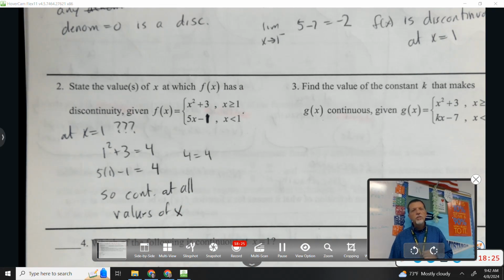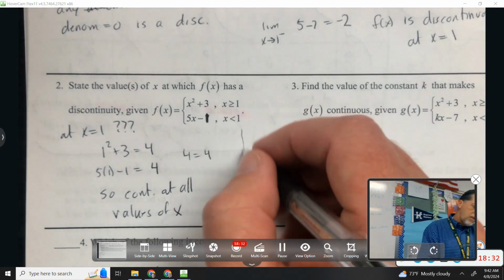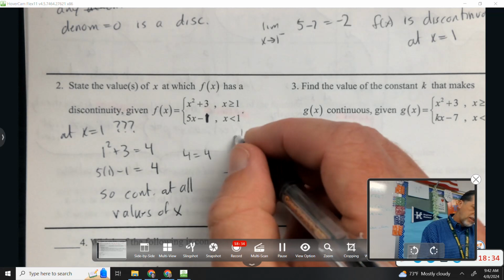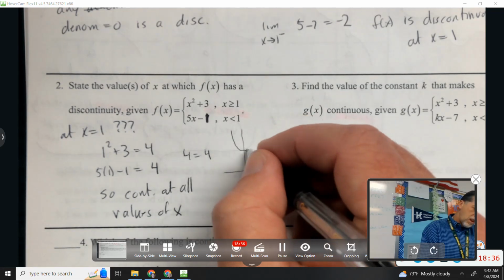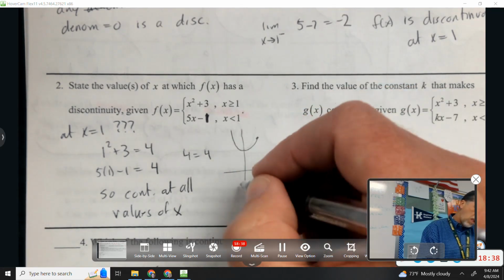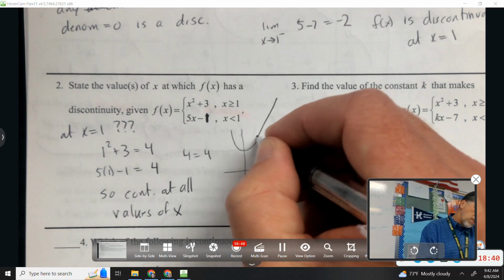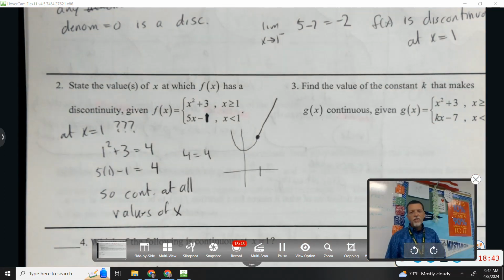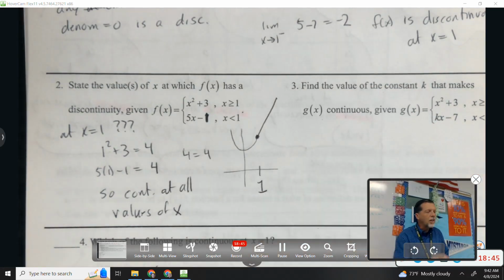So be careful using the J word there. It does jump from one function to the other, but the graph doesn't make a jump. If we were able to graph this, it changes functions at 1, but it's continuous at 1.